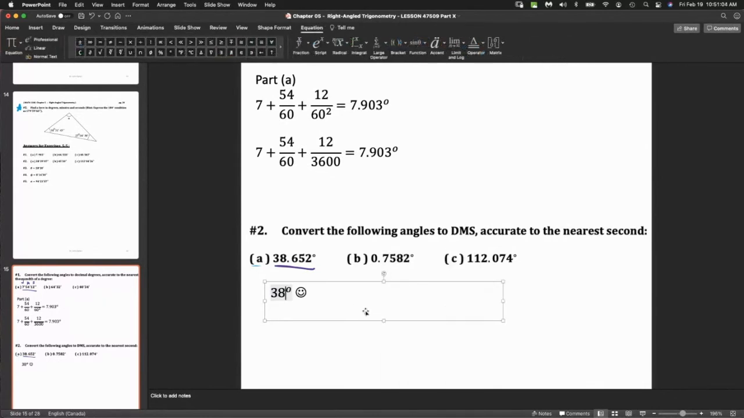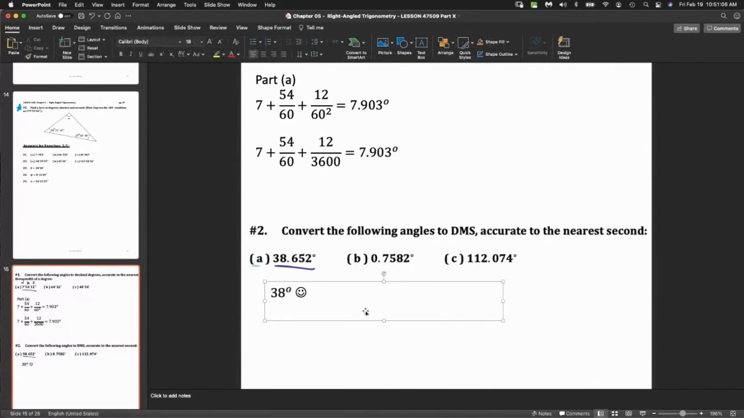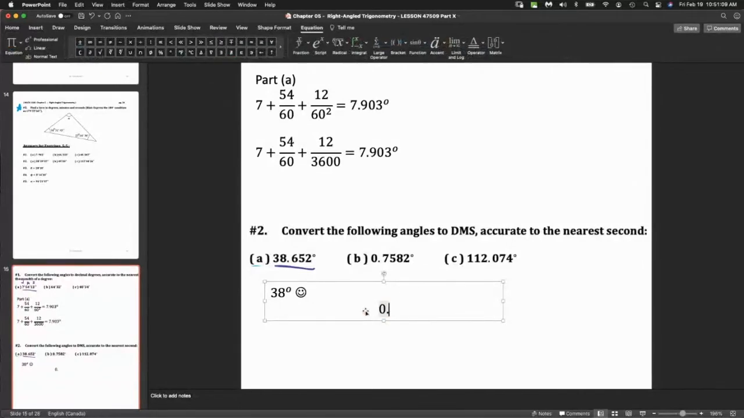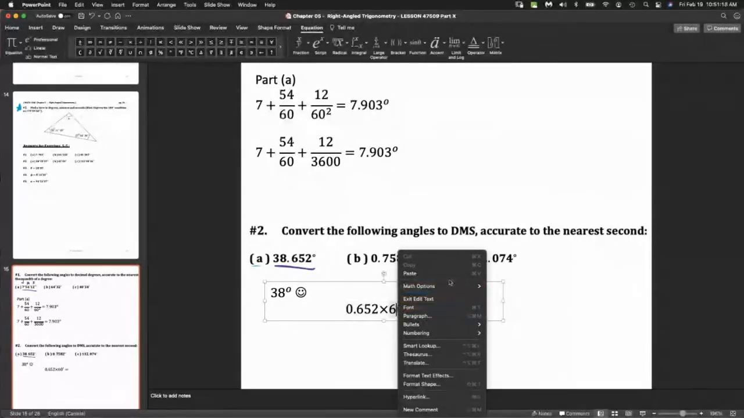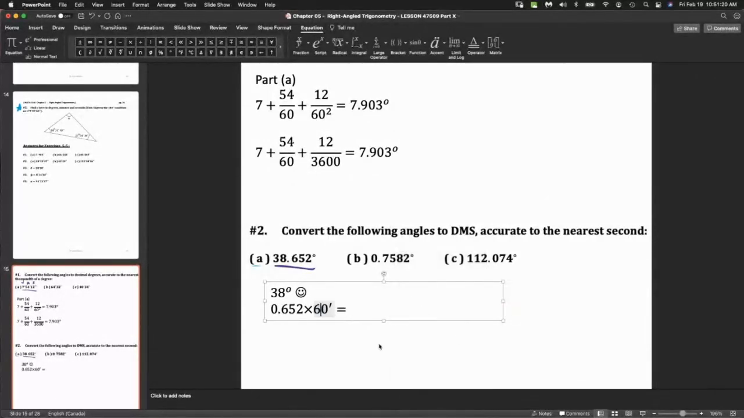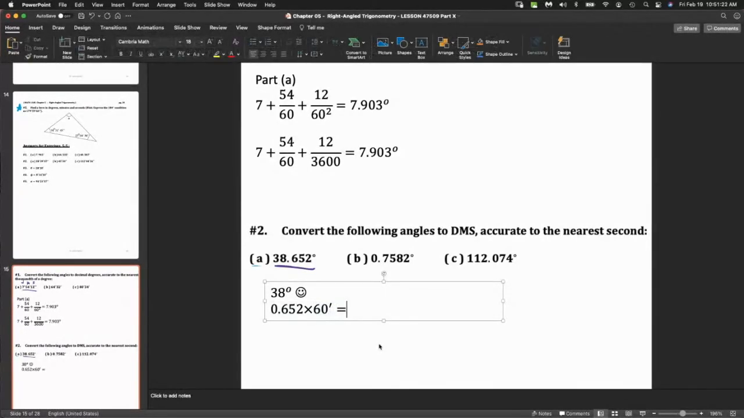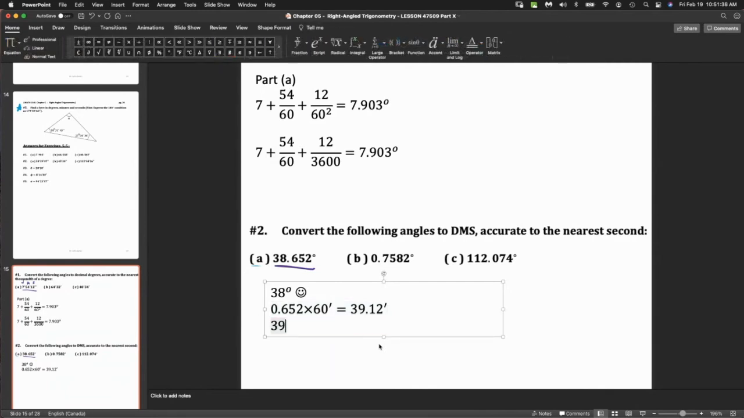So the 38 degrees is easy. You put in the bank. Now you take the 0.652 and you multiply by 60. And what do you get when you multiply 0.652 by 60? Can someone tell me, please? Because I don't have my calculator in my hand. What's that equal to? 39 something. Thank you, Amira. So now you know that you have 39 minutes.